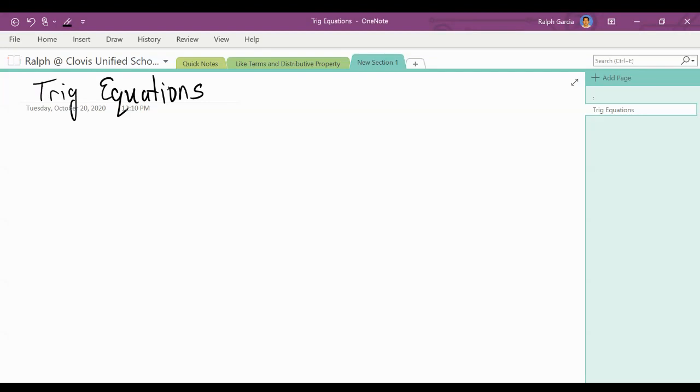Let's look at some trig equations that require factoring to solve. So, looking at our first one, we're going to say 4 sine squared x plus 4 equals 5. Now, you can actually solve this without factoring, but we're going to look at it from a factoring perspective. So, we're going to use the zero product property.